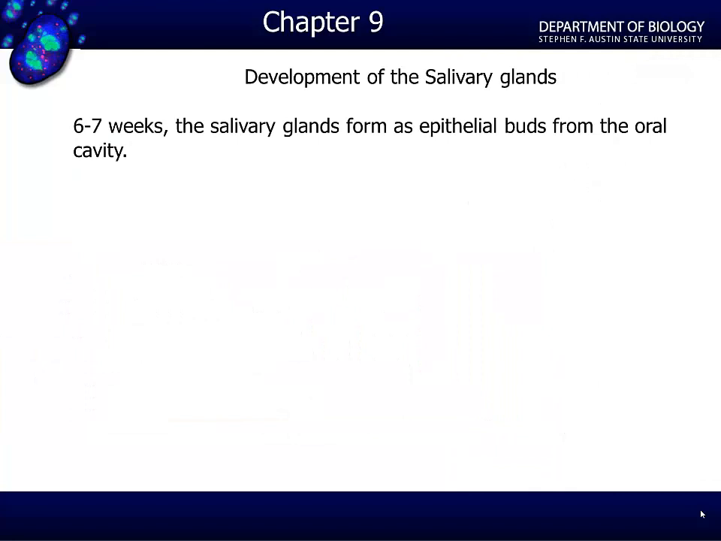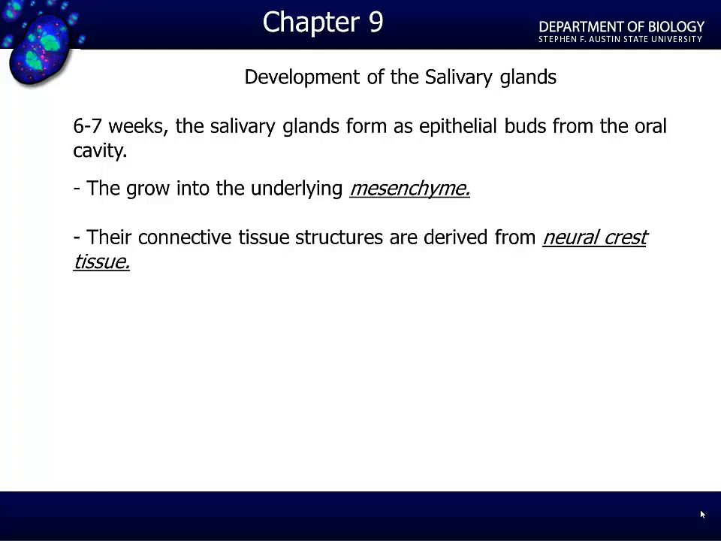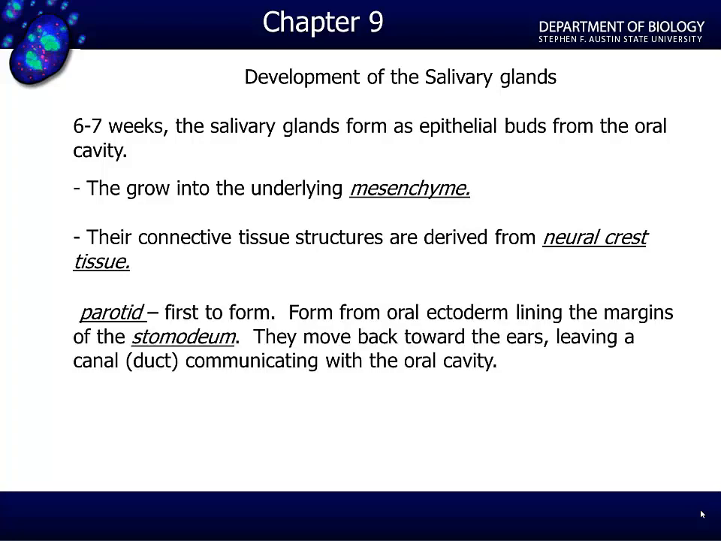So around 6 to 7 weeks of development, we are going to begin to form our salivary glands. Now, these are going to be epithelial buds from the oral cavity. So many of these are going to be endodermal in derivative. They're going to grow into our underlying mesenchyme. And remember, this is going to consist of our original somatic mesoderm as well as neural crest cells that have been migrating into this particular area.